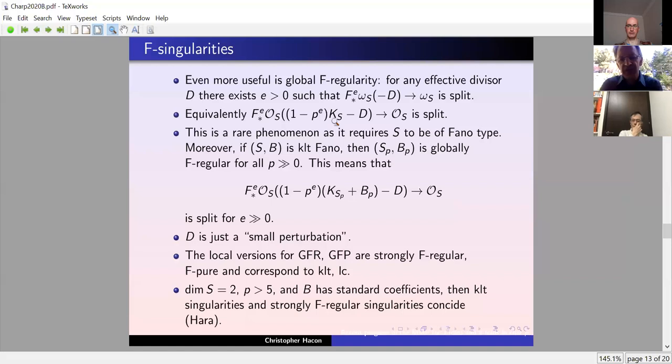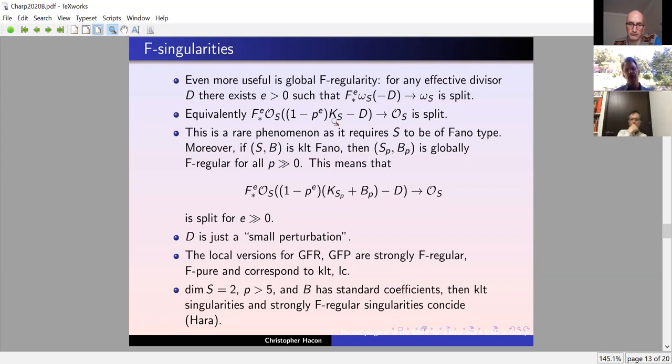If you start from something in characteristic zero, a Fano, KLT Fano in characteristic zero, then a reduction mod p tends to be globally F-regular for p sufficiently big. So this notion of global F-regularity goes hand in hand with being Fano, but it's a more subtle condition.